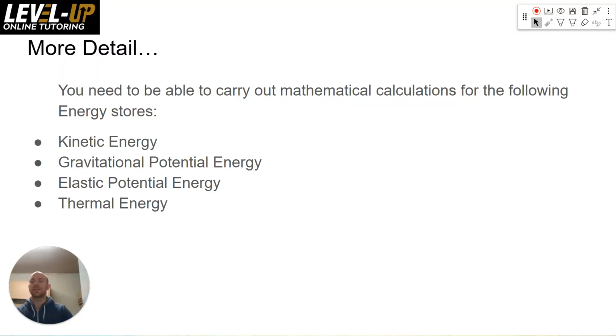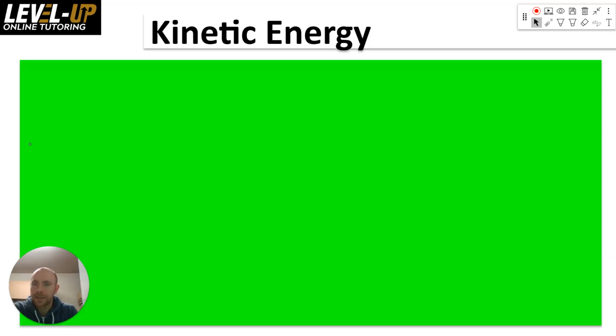Okay, as I said, these 4 types of energy store, you need to know the mathematical details of, be able to use the formulae. We're not going to look at this last one, thermal energy. We'll save that for another video. But kinetic, gravitational, and elastic potential we're going to look at now. And it's really just practicing applying the formulae that I'm sure you're aware of. But let's have a look at them.